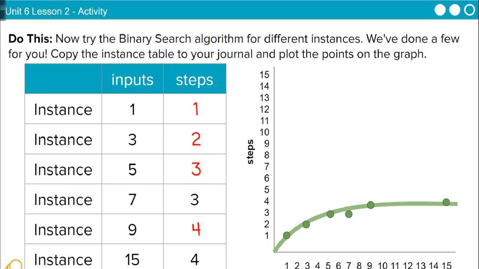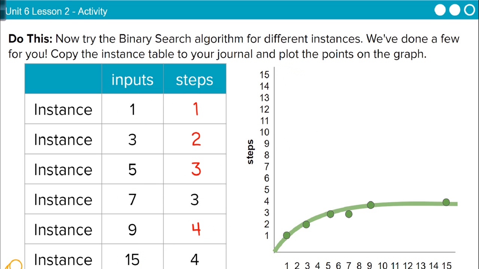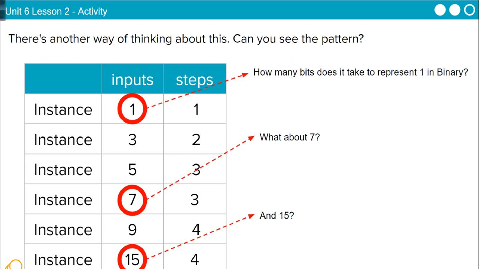For 9, it's 4 steps. And for 15, it's 4 steps. So now we have a graph that looks something more like this, which is less than what we would call a linear. Okay, it's growing slower than a linear.